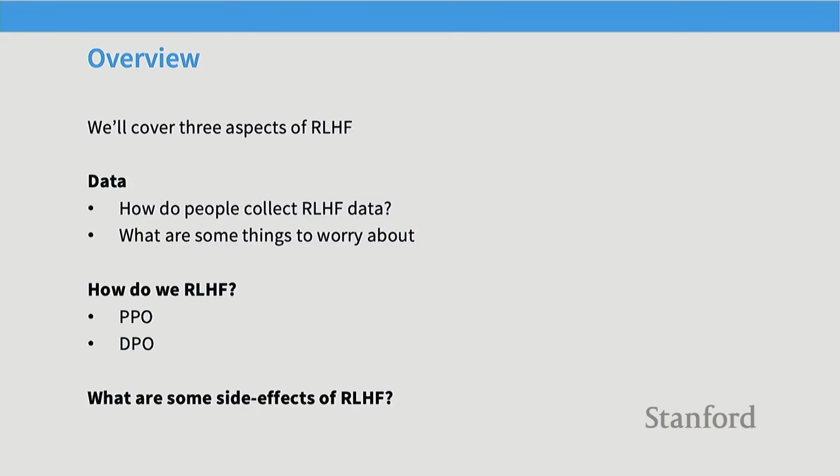Okay, so we're going to cover different aspects of this RLHF process. We're going to talk about how we collect data and what are things you should worry about if you're in charge of RLHF data collection. And we're going to talk about how we do RLHF. I'm going to talk about two representative algorithms, PPO and DPO. I'll defer some of the more detailed explanations of PPO to the next lecture, just for space reasons. And then finally, we'll end with some things to worry about, almost like pitfalls of RLHF, at the very end here.